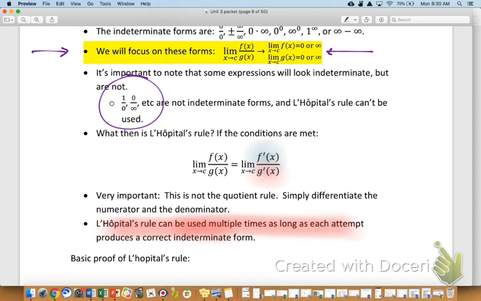Let's see here. Can I show you a really basic proof? The big boy proof, the big girl proof, is beyond the scope of our class. So I'm going to show you what I call the baby proof.